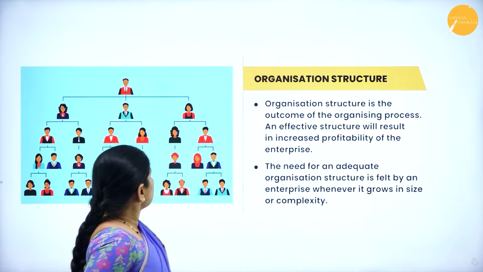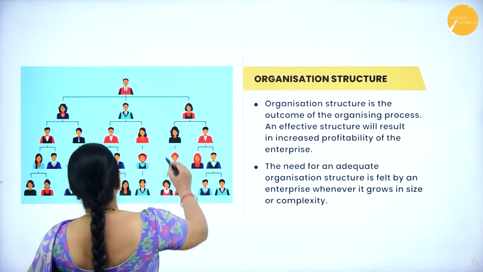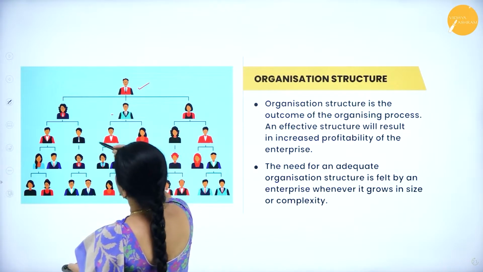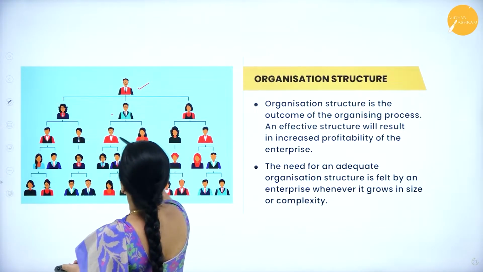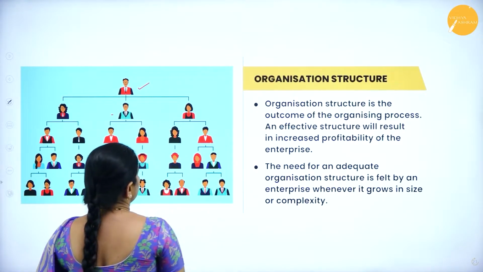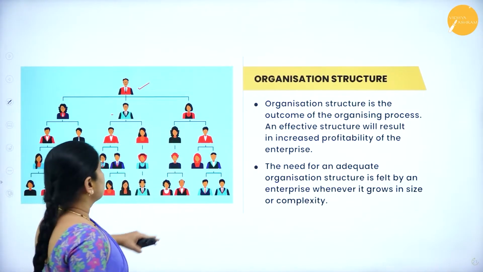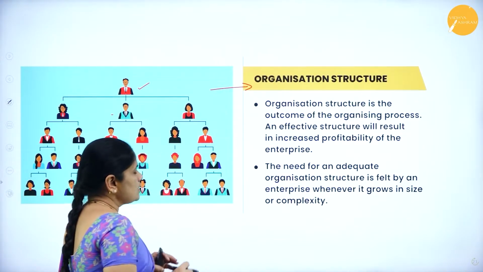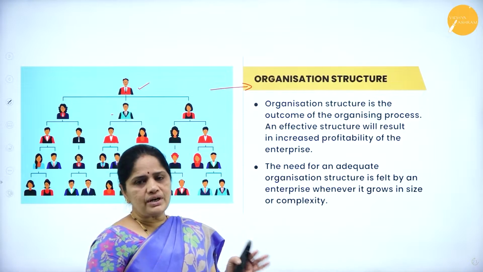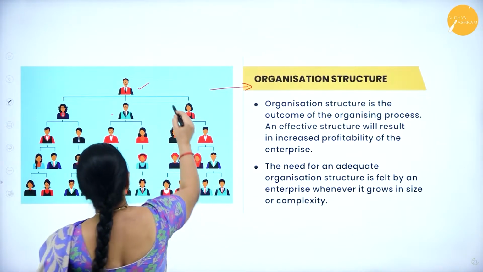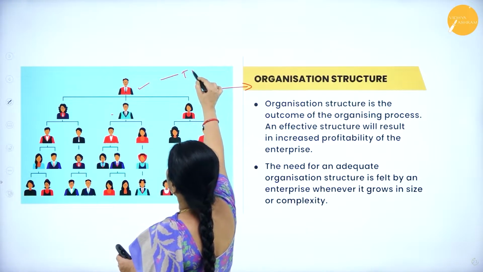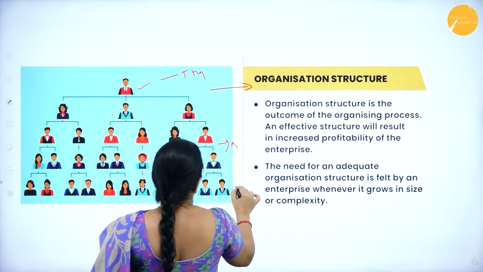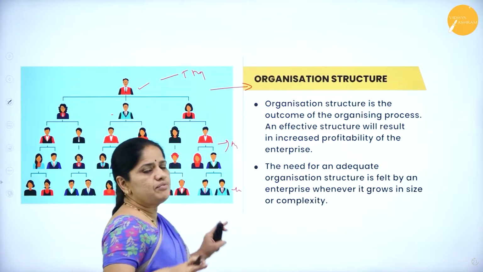Now, if you can see this picture here, there is one person sitting here and under him we have 3 persons and under each person we have 2 other persons. So, this picture represents an organizing structure. So, how the organization runs. Now, this person may be the top management, then we have the middle management, and then we have the lower levels of management.